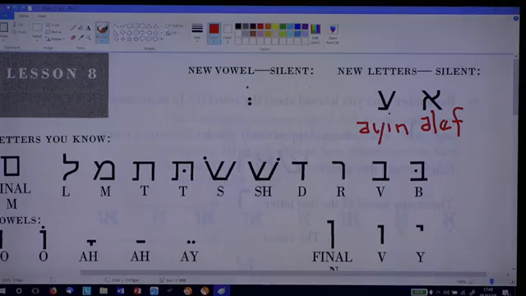And this is a shava. I'll phonetically spell it. Sha. Va. And its pronunciation is eh. Okay? Eh.